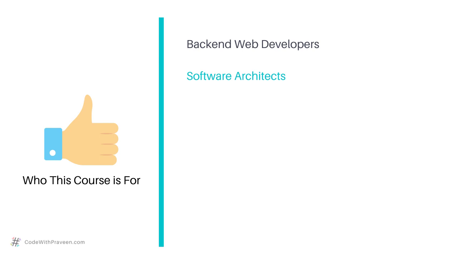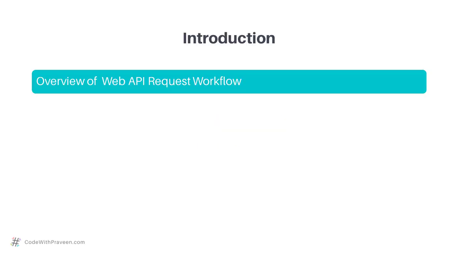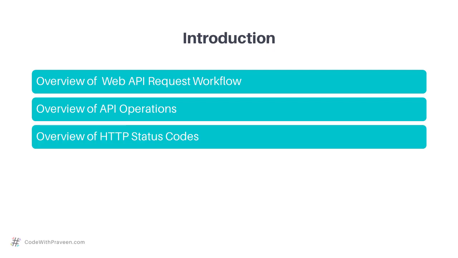In this section, Getting Started, we'll look at some of the topics that cover the basics of API. First, you will have an overview of Web API requests that show how a typical client and server workflow takes place. Next, you will get to know the most common API operations that an API developer typically uses. Next, you will get an overview of the commonly used HTTP status codes.